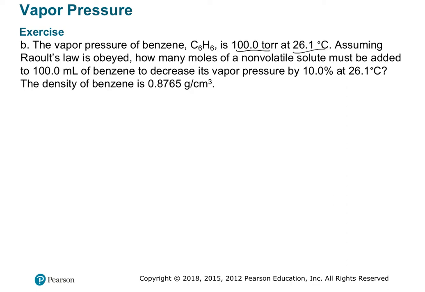So assuming that we could use Raoult's law, how many moles of a non-volatile solute must be added to 100 milliliters of benzene to decrease its vapor pressure by 10%? So if I was at 100, now I'm decreased by 10%, so now I'm at 90 torr.